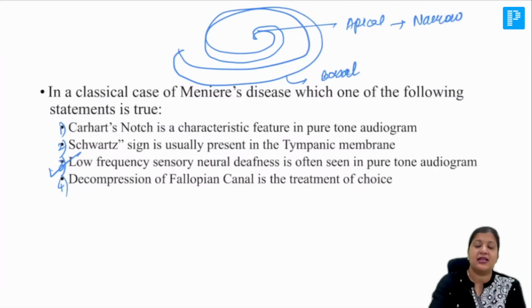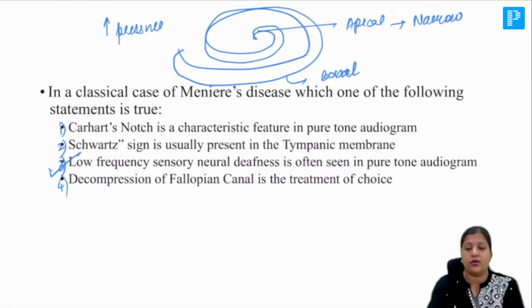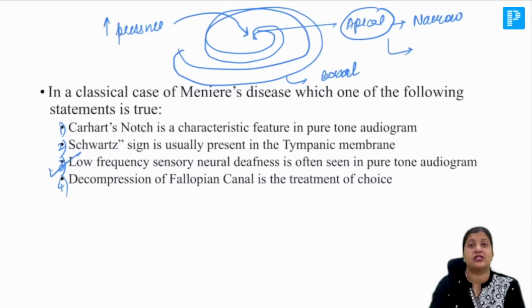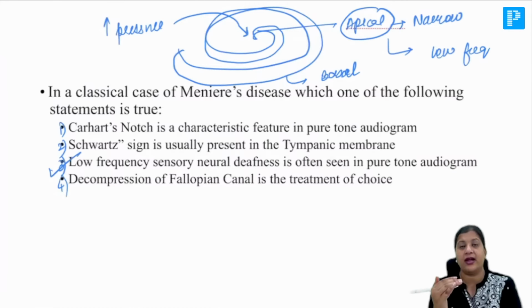So whenever there is an increased pressure, which turn of cochlea will it affect? Whenever there is an increase in the pressure of the endolymph, it affects the apical turn first. And what is the function of the apical turn? It is responsible for identifying low frequency sounds. We have learned about the tonotopic organization of cochlea, right? High frequency sounds are heard at the basal turn and low frequency sounds are heard at the apical turn. So now because the apical turn is getting involved first, we're going to have a low frequency SNHL.